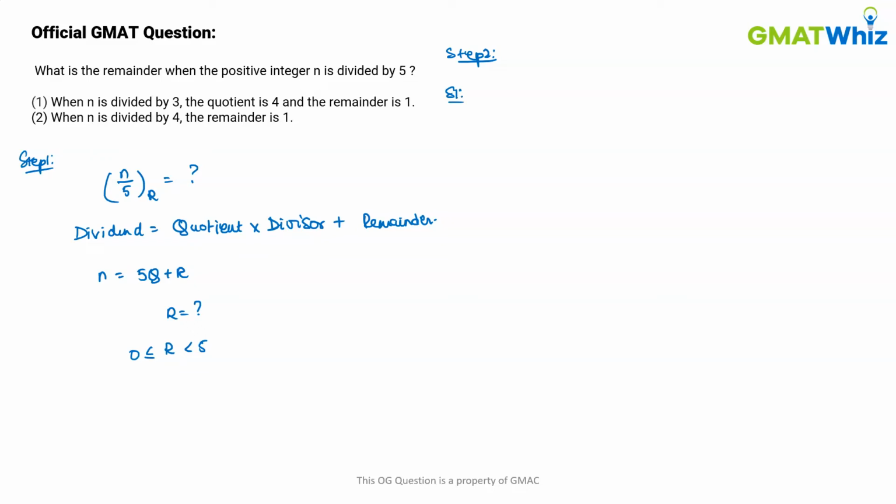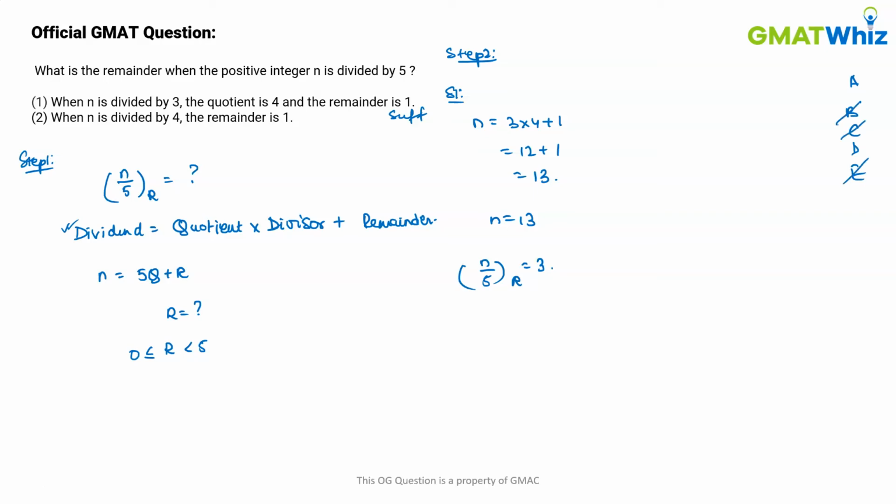Statement 1 tells me that when n is divided by 3, the quotient is 4 and the remainder is 1. Now if I plug in the values in this relation, I get n as 3 times 4 plus 1, which is 12 plus 1, which is 13. Now I know the value of n is 13, and when I divide n by 5, the remainder is 3. So statement 1 is definitely giving me the answer, and hence it is sufficient. And out of the given answer options, I can eliminate answer options B, C and E.